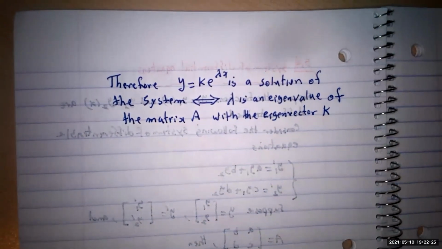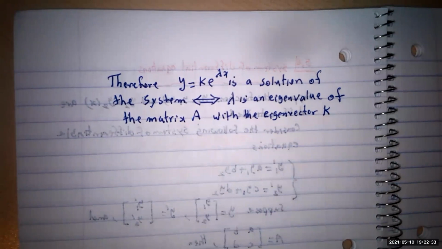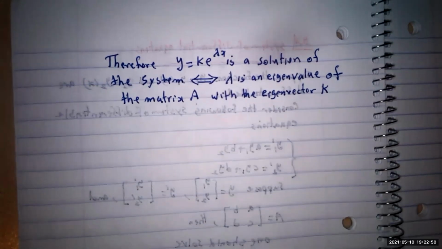Okay, so that gives us a hint of how we're going to solve this system of equations. And you know that the matrix is a 2 by 2. So if you form a characteristic equation, it would be a quadratic equation. When you have a quadratic equation, you may get two distinct solutions, one repeated solution, or two complex solutions. But we are going to consider only the case that the eigenvalues are distinct.